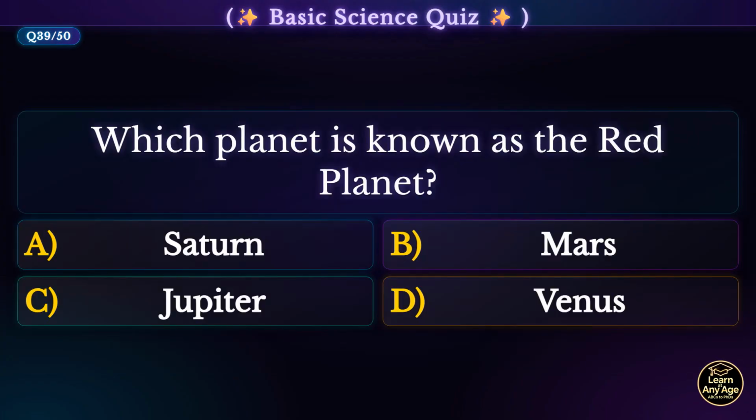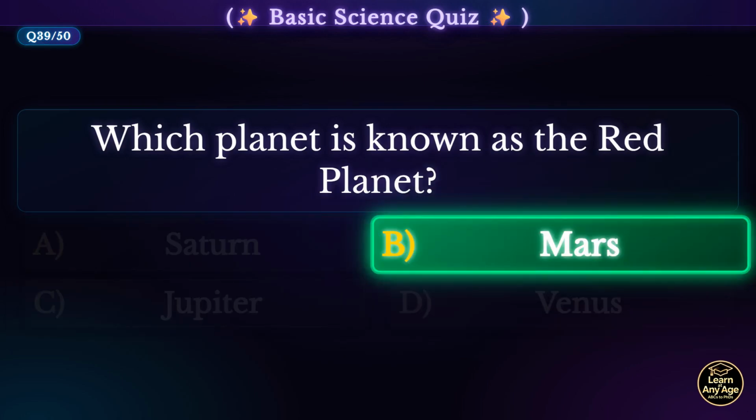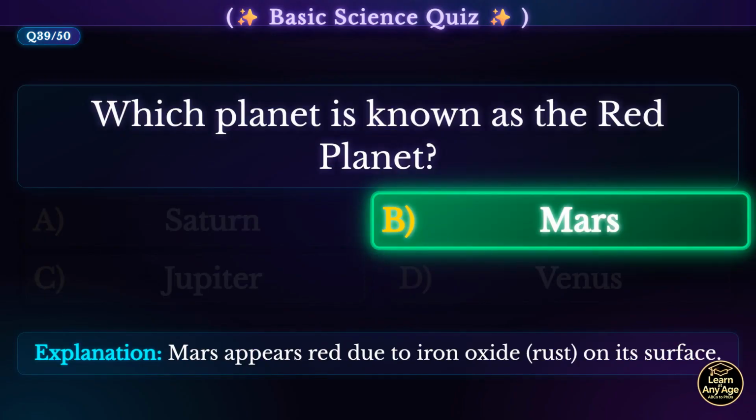Which planet is known as the red planet? Saturn, Mars, Jupiter, Venus. Mars. Mars appears red due to iron oxide, rust, on its surface.